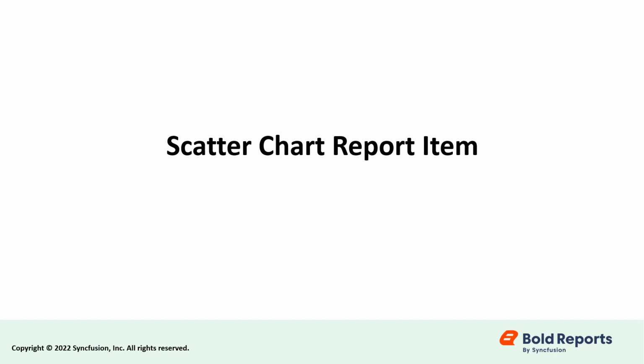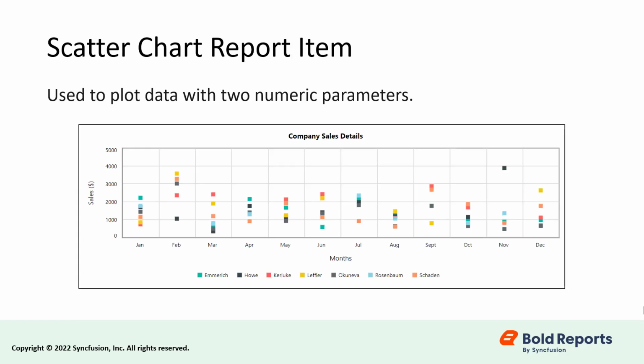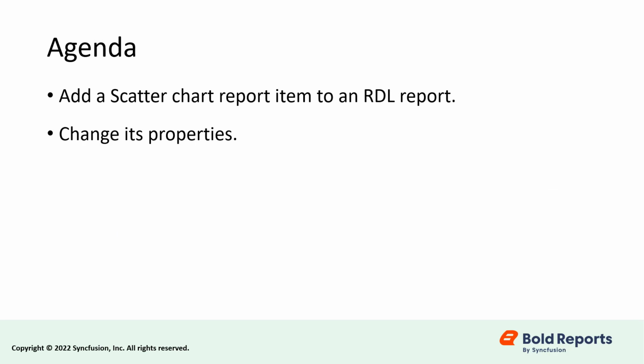Before getting into this video, let me give a small introduction about this chart. Scatter chart, also referred to as a scatter plot or point chart, is used to plot data with two numeric parameters. In this video, I will show you how to add a scatter chart to an RDL report and how to change its properties.